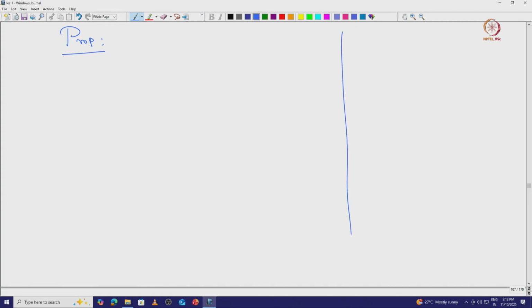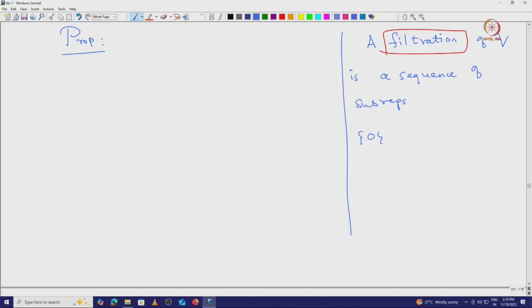Let us first define what a filtration is. A filtration of V is a sequence of subrepresentations, one contained in another. You take 0, which is the start of the filtration V0, contained in V1, contained in V2 and so on. At the end you will have the full space, let us call it Vk. This sequence of subrepresentations, one contained in another, reaching from the 0 space all the way to the full space, is called a filtration.